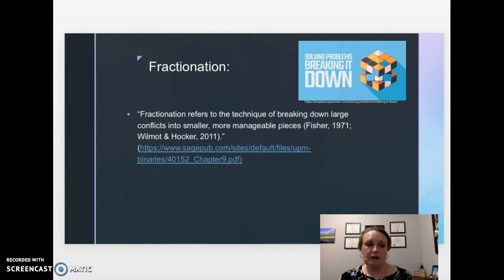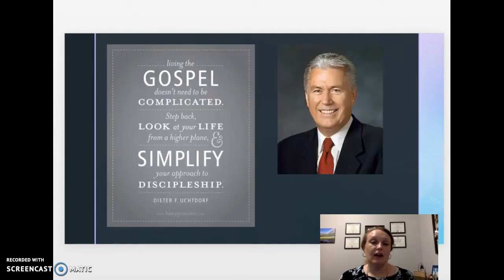And I think that this also applies to the gospel. And I always think of Elder Uchtdorf, and it's kind of a theme of his into how we can keep things simple. And this quote is one that I love. Living the gospel doesn't need to be complicated. Step back. Look at your life from a higher plane. Simplify your approach to discipleship. And I want you to think about handling conflict doesn't need to be complicated. Step back. Look at the problem from a higher plane. Simplify your approach to conflict. So just be thinking about that. And I love how really in the gospel it teaches us how to handle things in so many different areas of our life, including conflict.